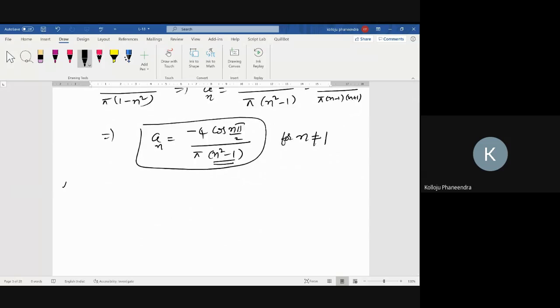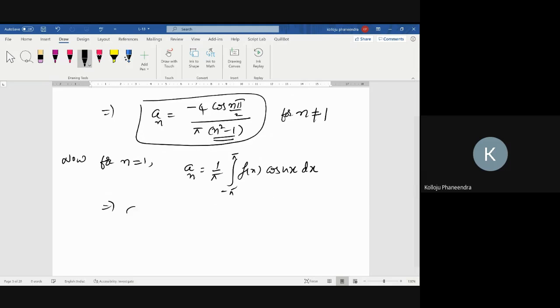Okay. So now for n equal to 1, again begin with the formula. What is the a_n formula? 1 by pi integral from minus pi to pi of f(x) cos nx dx. This implies a1 becomes, I will write directly since it is an even function, 2 by pi integral 0 to pi.